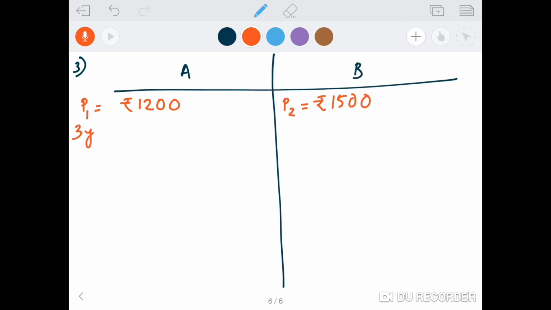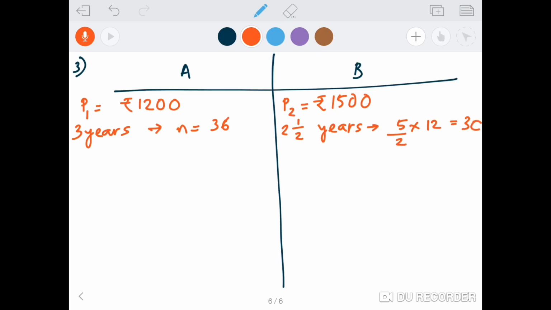We notice that the first person is putting it for 3 years. Convert that to months, so that is 3 times 12, which is 36 months. Whereas the second person is putting it for 2.5 years, which is 5 by 2 times 12, giving you 30 months.